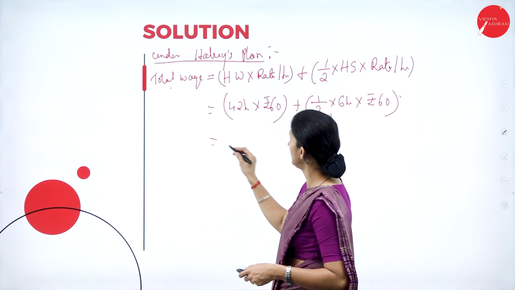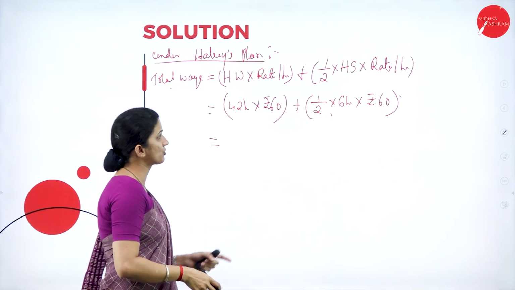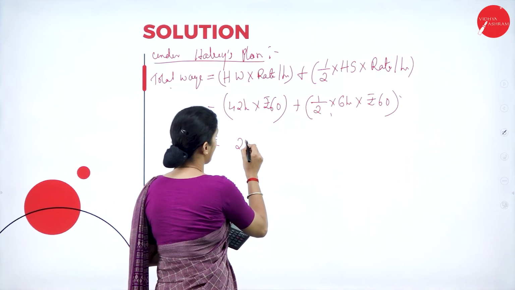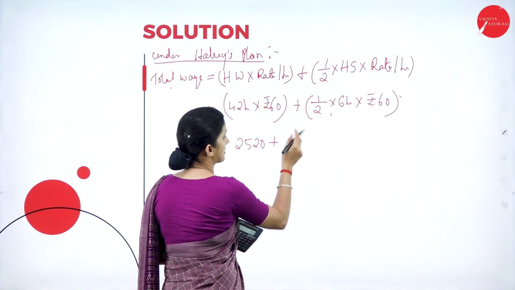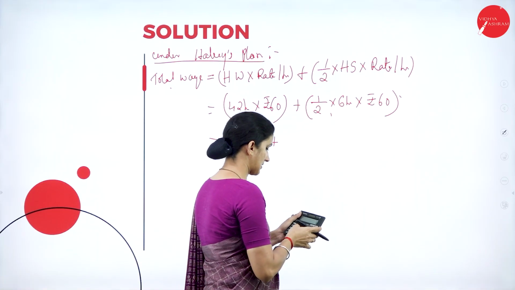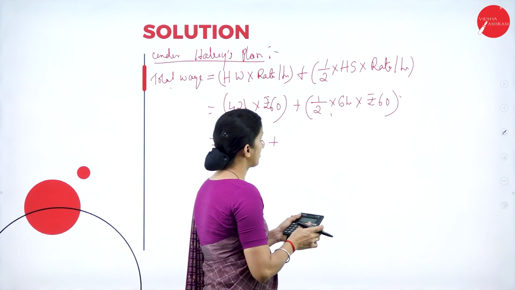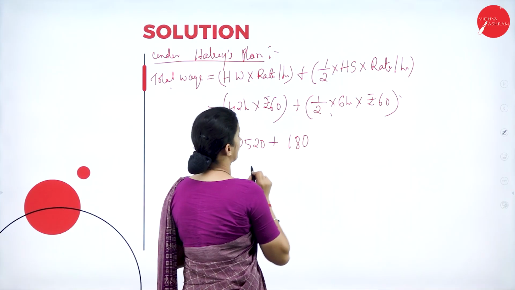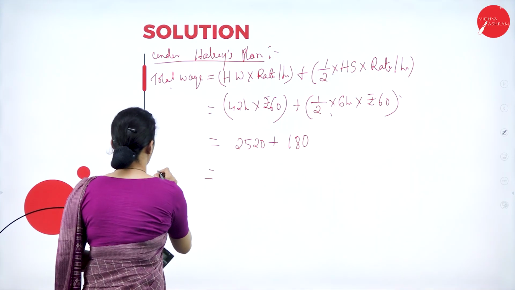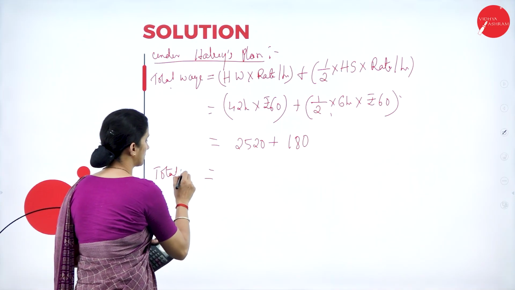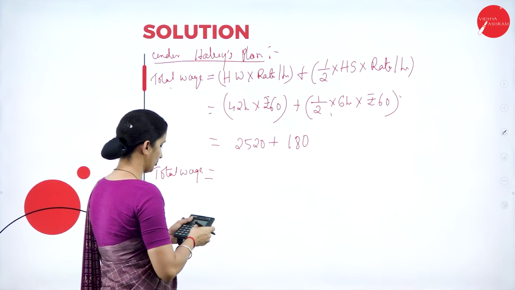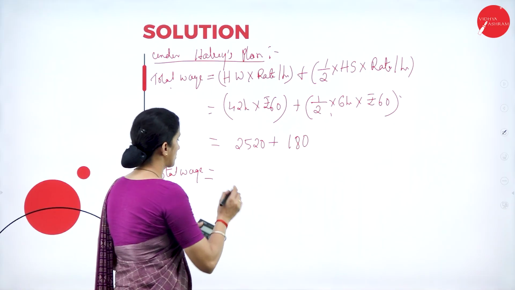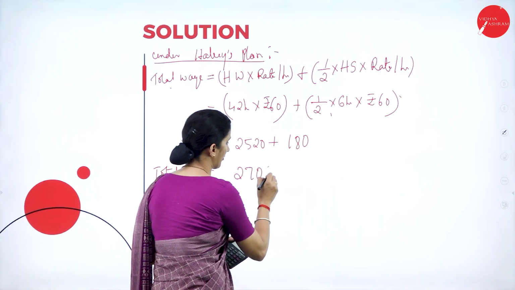So, now we will go for the simplification. 42 hours into 60. So, 42 into 60 is 2520, plus half of 6 into 60, that is 6 into 60 divided by 2. The bonus he is going to get is 180. So, his total wage is equal to 2520 plus 180. So, his total wage is 2700.